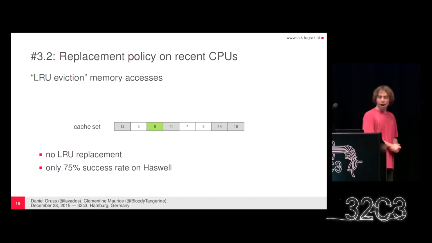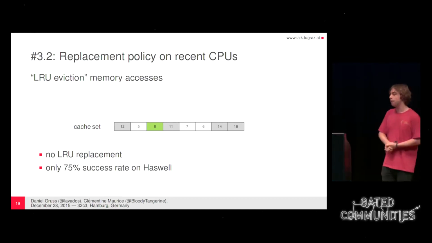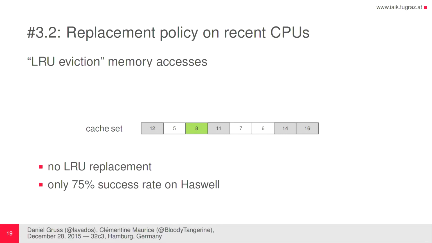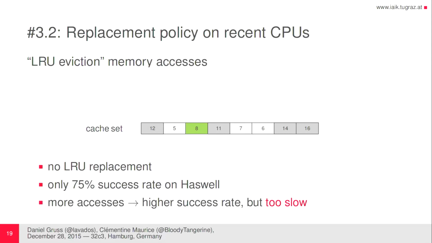What I can say is we only have a 75% success rate on Haswell if we perform LRU eviction. And of course, we can perform more accesses than the size of the cache set. But this will be too slow. The success rate will be higher, so it would work for cache attacks, but it would not work for row hammering. Instead, we have to think about how to trick the cache into evicting the targeted address earlier, so tricking the cache into falling back to LRU eviction.